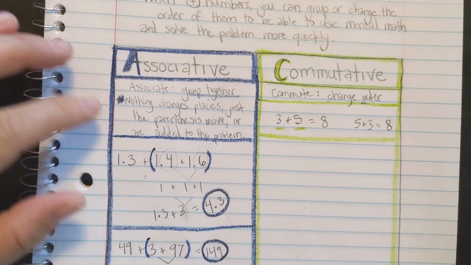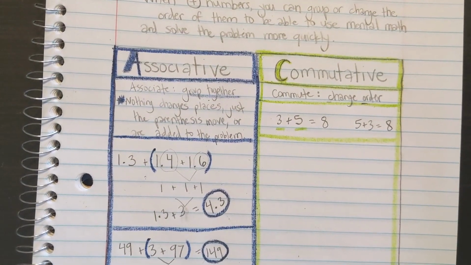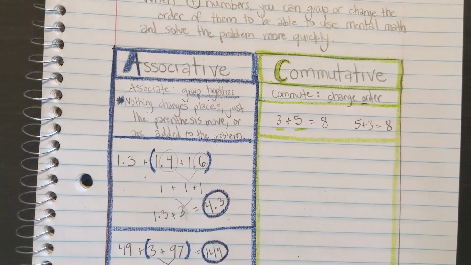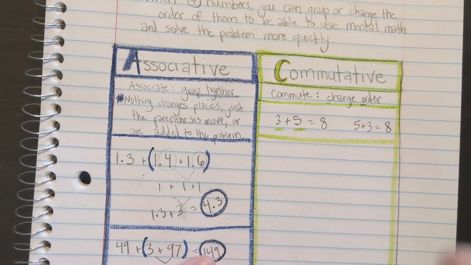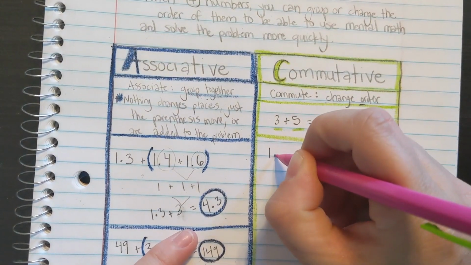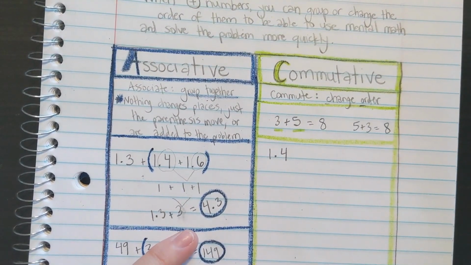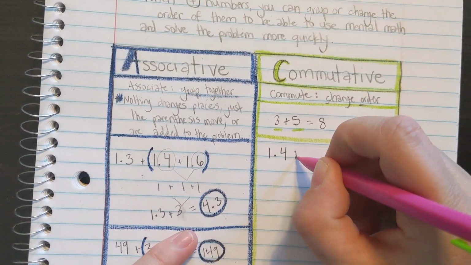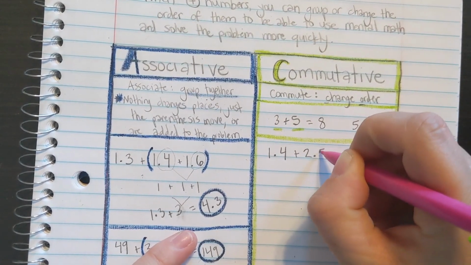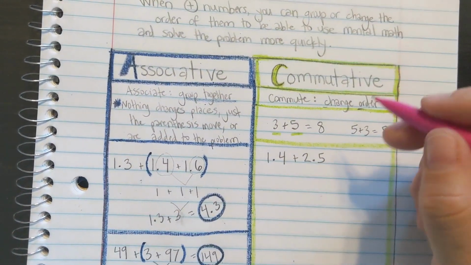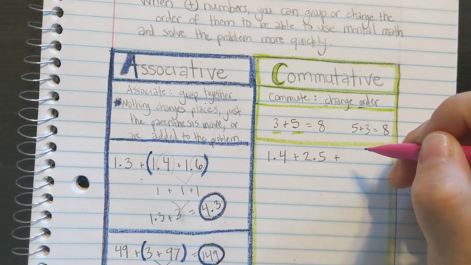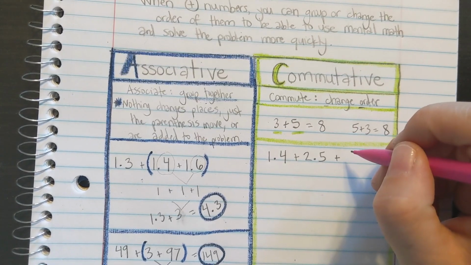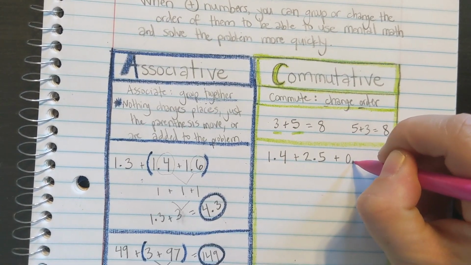But let's get into some decimals. It really doesn't matter what you're doing with this. As long as you know that you can change the order, then it makes sense. So I can go 1.4 plus 2.5 plus, I don't know, 0.6.